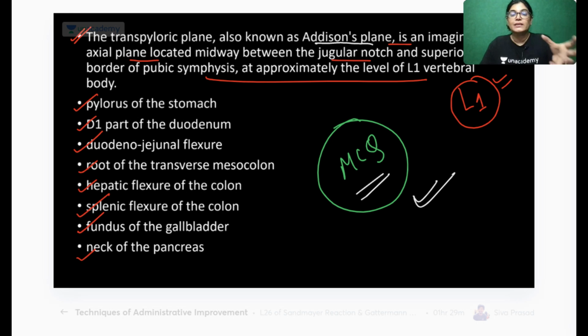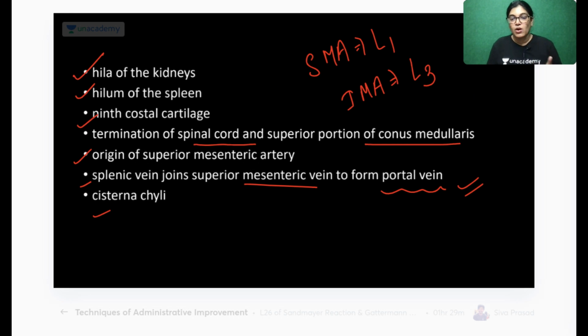I have included the detailed written notes. What you can do after completion of the session is download the PDF and review the structures so that you can save your time. We will quickly solve all the 20 MCQs, and wherever important notes and information have to be shared, I will share them so that you can target a better rank in your exam. So all of you, please revise all the structures located at the transpyloric plane. Let's go. All the best.